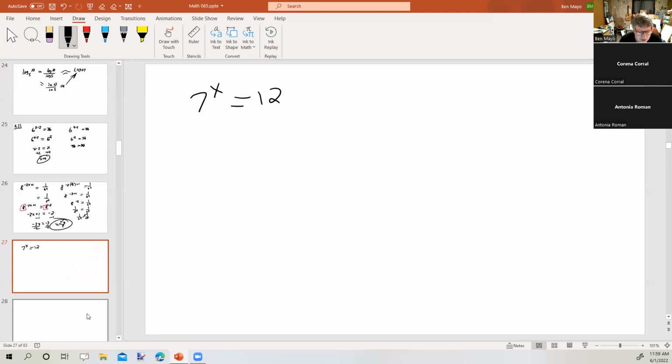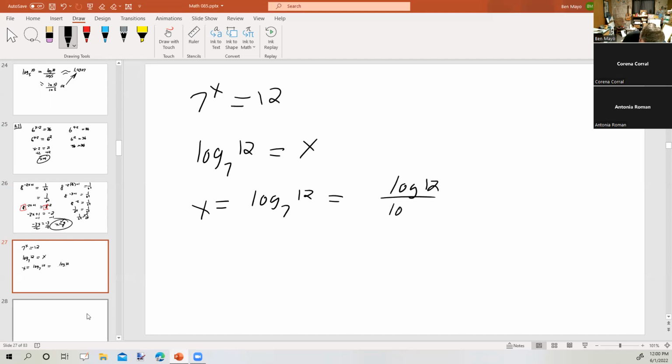This is an exponential equation. Let's change it into a logarithmic equation. Log base 7 of 12 equals x. Well, couldn't I use the change of base formula and rewrite that as the log of 12 divided by the log of 7 and punch that into my calculator? There you go.